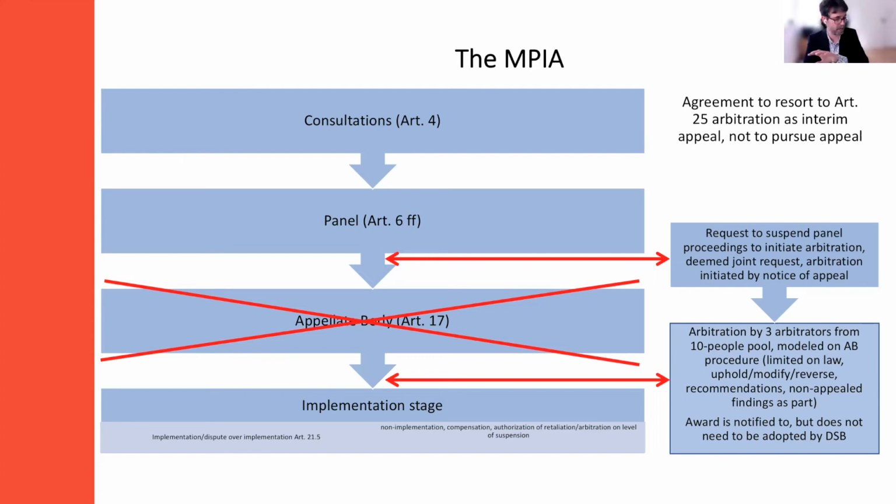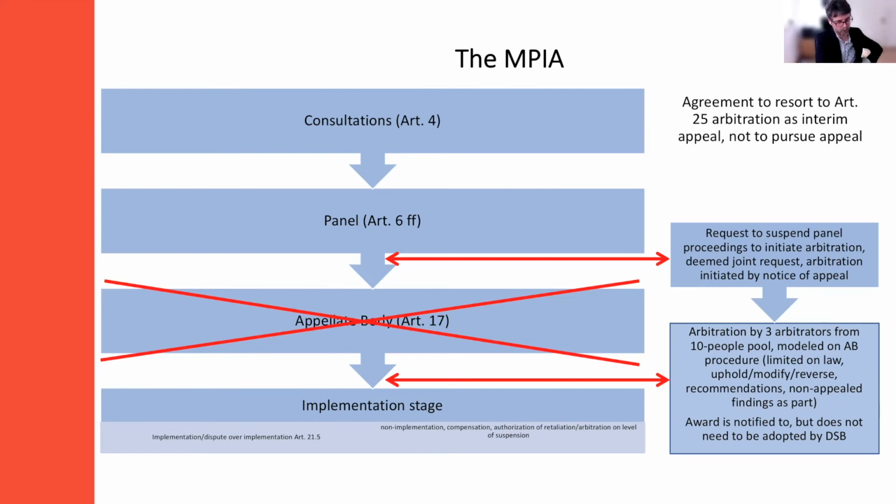You then go to arbitration by 3 arbitrators from a 10-people pool that is modeled on the Appellate Body procedure. You have the same outcomes of the arbitration. Either the panel report is upheld, the panel report is modified, or the panel report is reversed. The arbitration procedure can also issue recommendations. And the award is then rendered as automatically final with a panel report included.